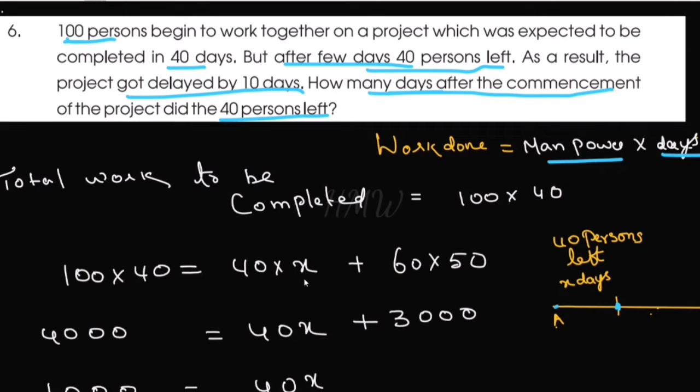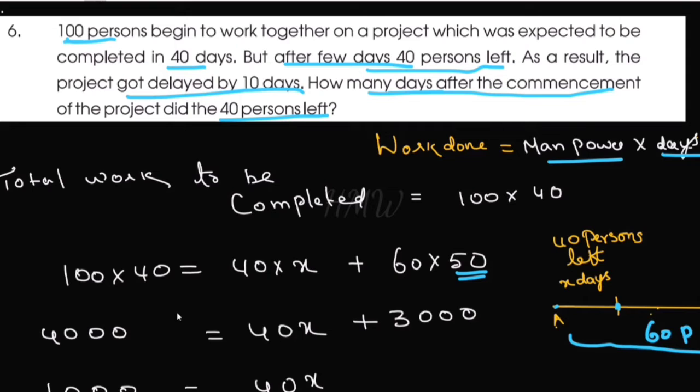But because these people left, how many remain? 40 people left, so 60 people are there. Now they worked for 50 days. So totally this is 40 into X, because 40 people work for X days, and the remaining 60 people work for 50 days. The work is completed. 100 into 40 is the total work. This is split into 2: 40 people worked for X days and 60 people worked for all the 50 days.